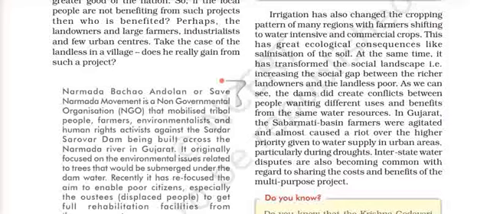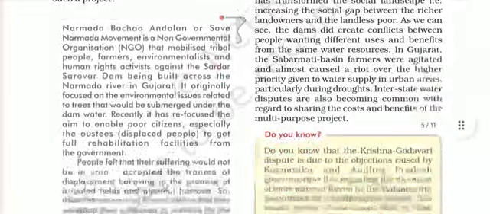In Gujarat, the Sabarmati Basin farmers were agitated and almost caused a revolt over the higher priority given to water supply in urban areas, particularly during droughts. Interstate water disputes are also becoming common with regard to sharing the costs and benefits of the multipurpose project.